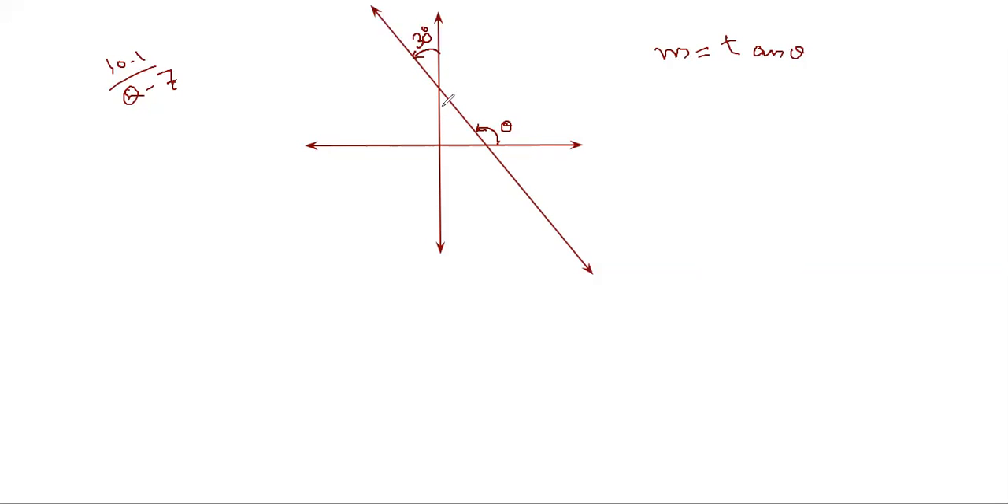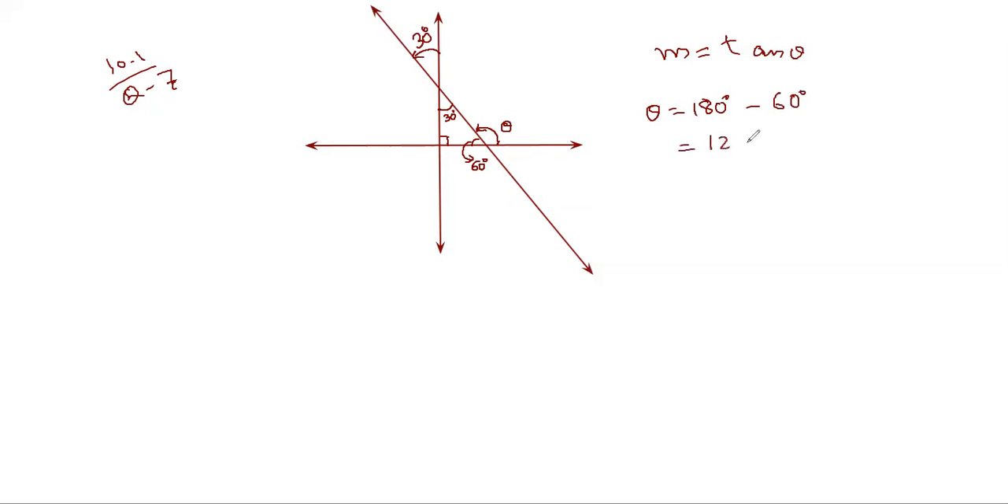You know that these two are vertically opposite angles, so this will be 30 degrees, correct? And this is always 90 degrees. So 90 plus 30 will become 120. So this angle will be equal to 90 plus 30, 120. Then 180 minus 120 is 60 degrees, correct? Therefore theta will be equal to 180 degrees minus 60 degrees.